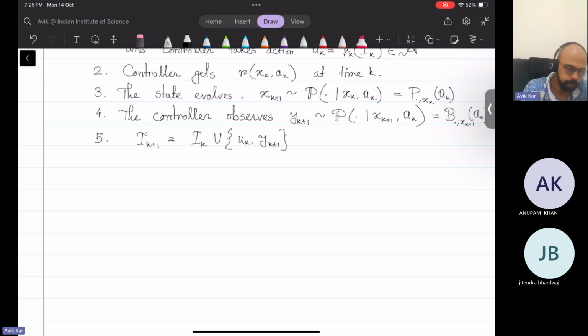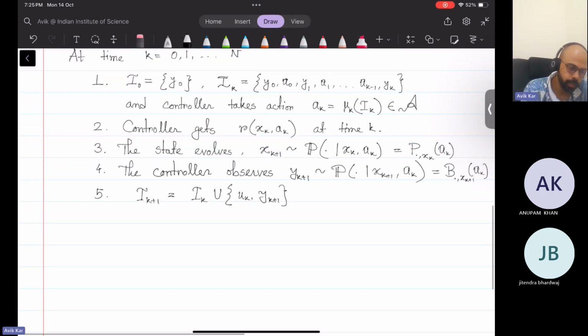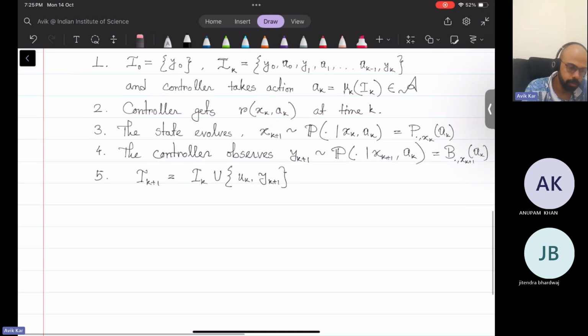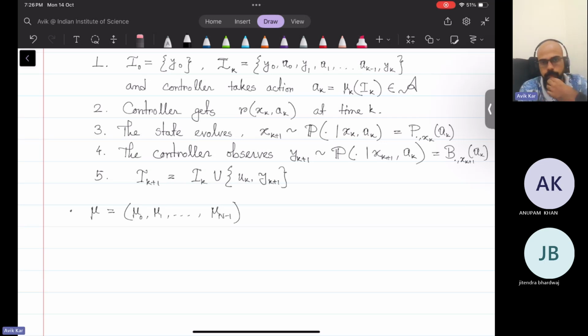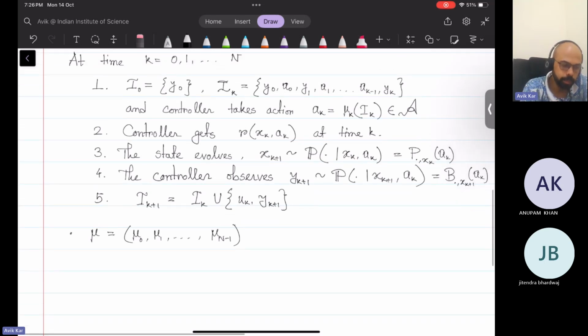And then it repeats, and in the last step, it incurs R of xN, because that is the terminal reward. Here the policy is assumed to be non-stationary: mu naught, mu 1, up to mu N minus 1. Non-stationary is the right assumption because these are history dependent policies, taking the history and giving an output action.